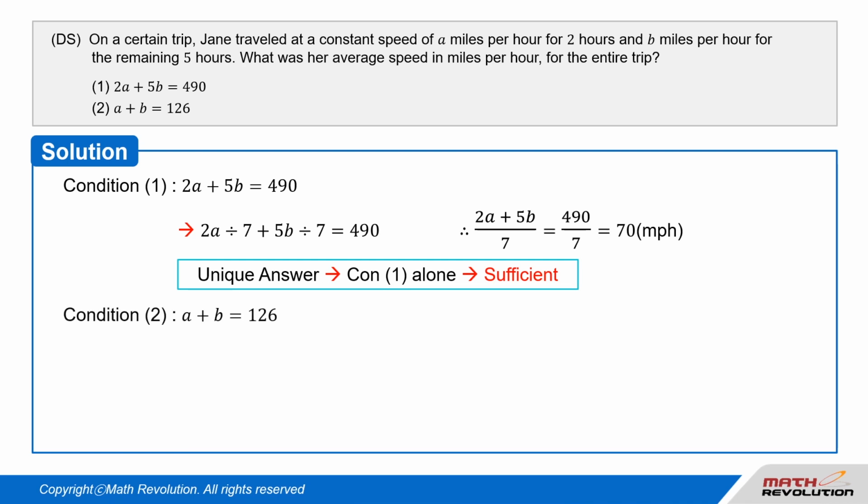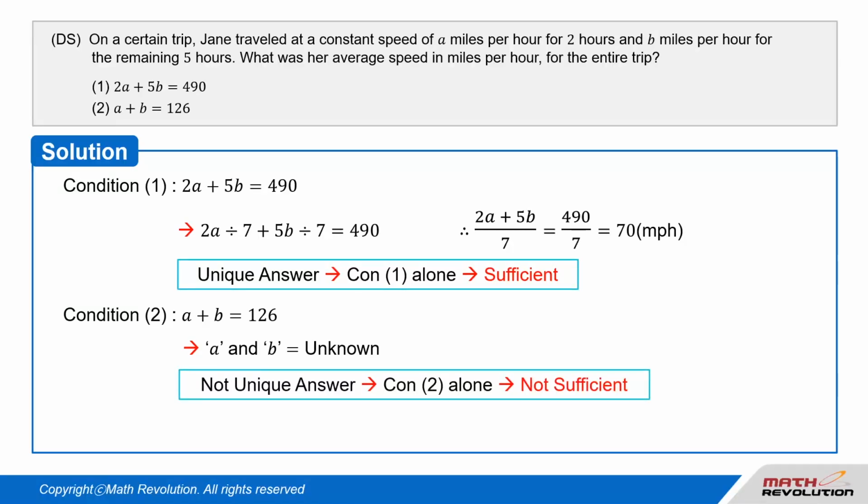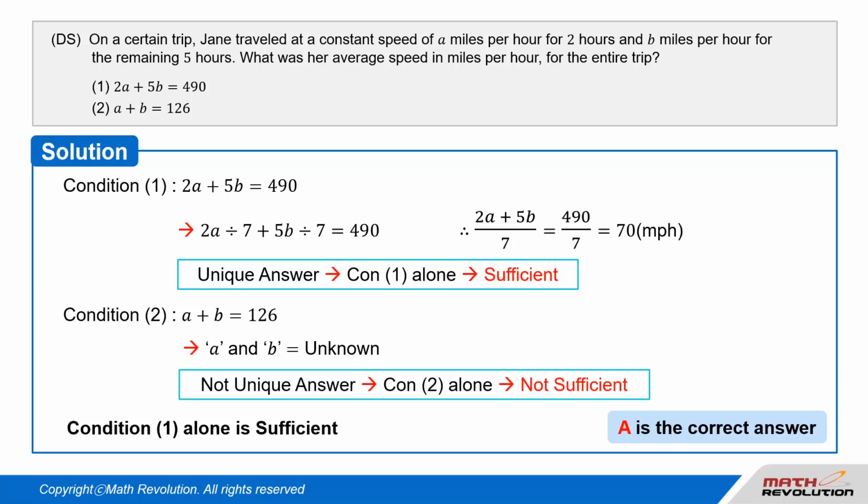Condition 2 tells us that A plus B equals 126. We still require one more equation to find the value of 2 variables, and we cannot determine the unique values of A and B. Since it is not a unique answer, this condition is not sufficient. Condition 1 alone is sufficient, so A is the correct answer. Answer A.